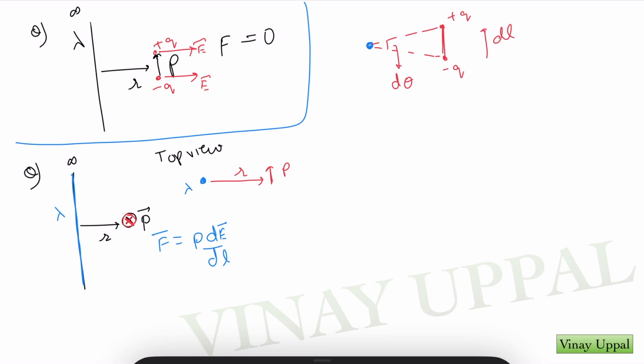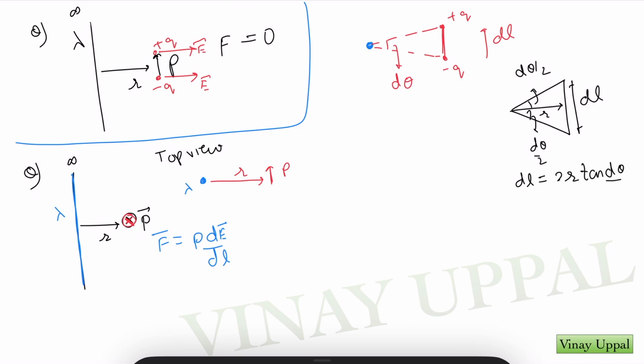So for dl, if I look at this triangle, this is r. This is dθ/2. This is also dθ/2. So you should be able to see that dl, I can write it as 2r tan(dθ/2), just from the triangle. And I know tan x can be written as x for small x, so this will become r dθ. Alright. You could have even written this directly.